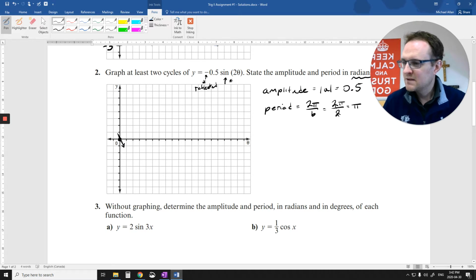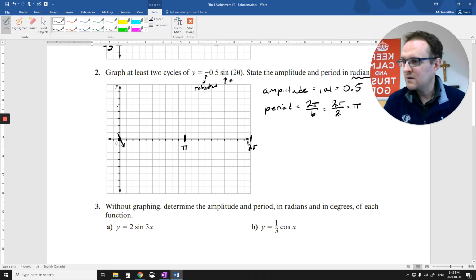Okay, so that's going to be going down there. Let's go through and just count 1, 2, 3, 4, 5, 6, 7, 10. Right about here, that is going to be a pi. And then way over here is going to be a 2 pi. That gives us at least the 2 cycles.